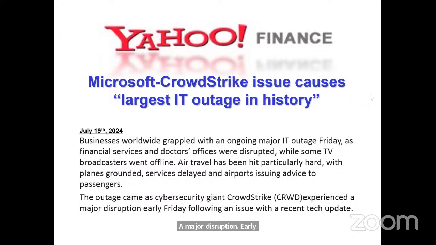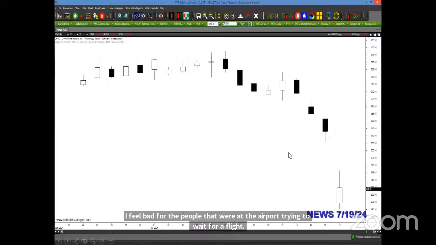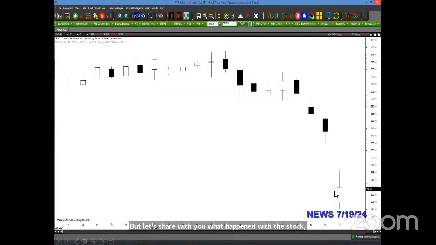Now, the outage came as cybersecurity giant CrowdStrike, CRWD, experienced a major disruption early Friday following an issue with a recent tech update. So terrible news, right? We all experienced it. Feel bad for a lot of people. I'm on the West Coast, but a lot of people on the East Coast had it much worse. I feel bad for the people that were at the airport trying to wait for a flight. But let's share with you what happened with the stock, because the stock had actually been coming lower. And this is when the news came out, and this was the reason, okay?